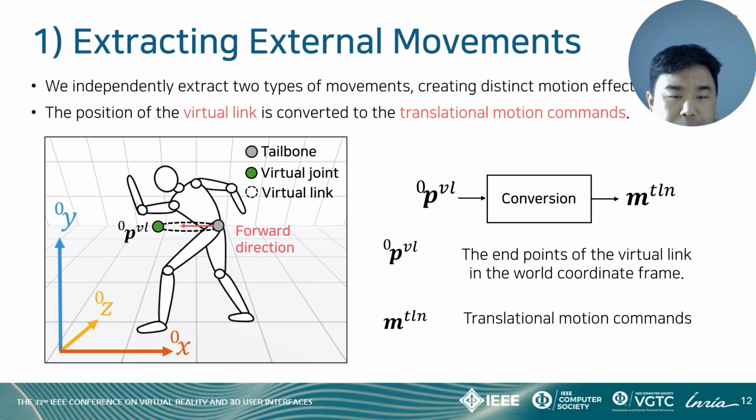At frame 0, PVL represent the endpoints of the virtual link, which are then converted into translation motion commands. We have implemented various processing methods for this conversion, but we will skip these details here. Please refer to the paper for more information.